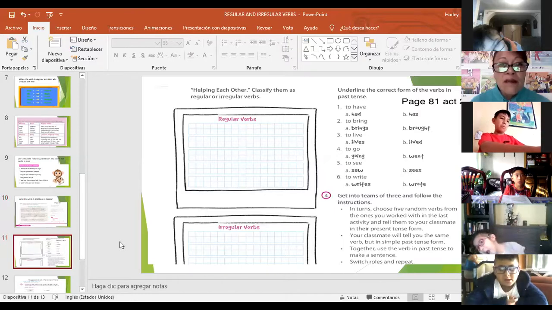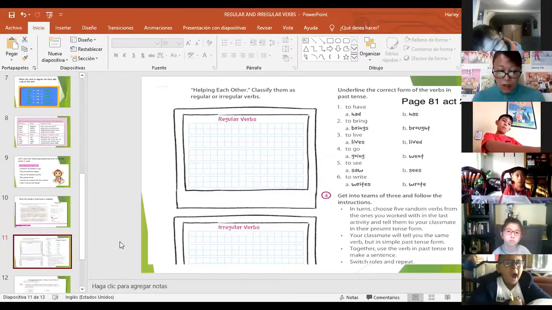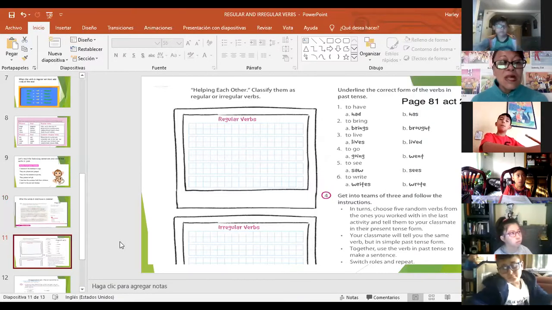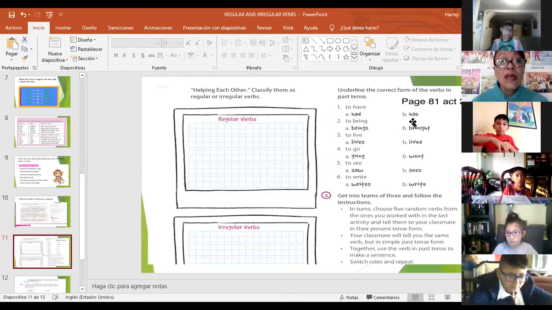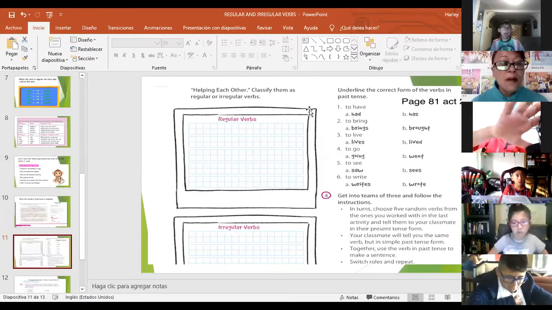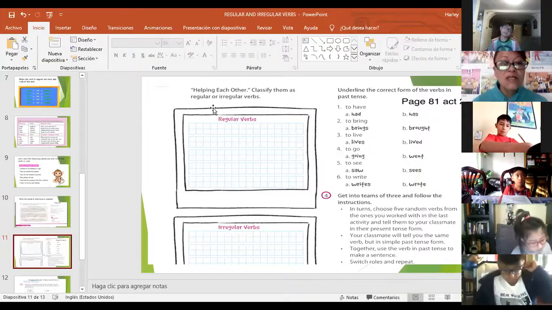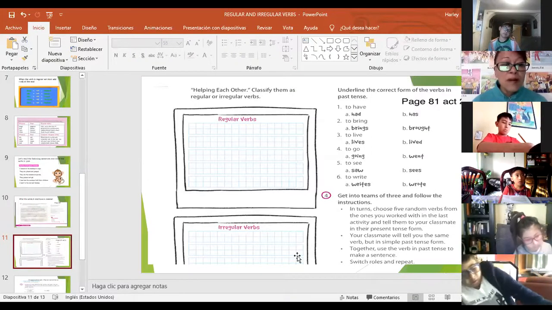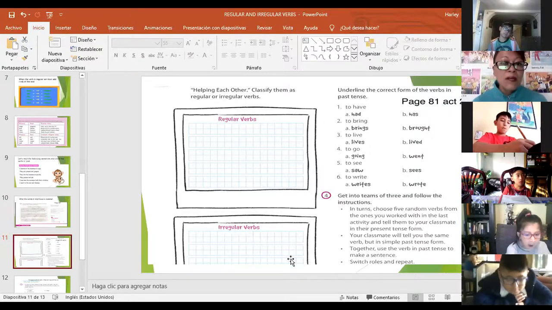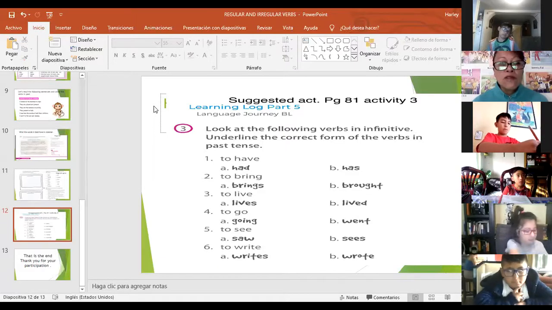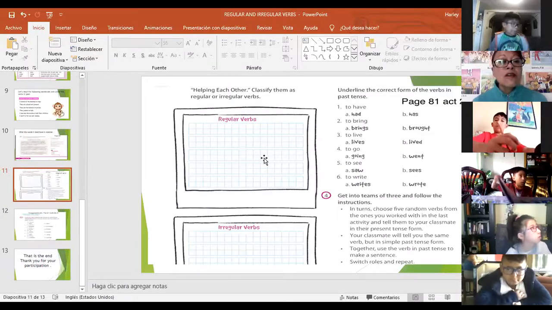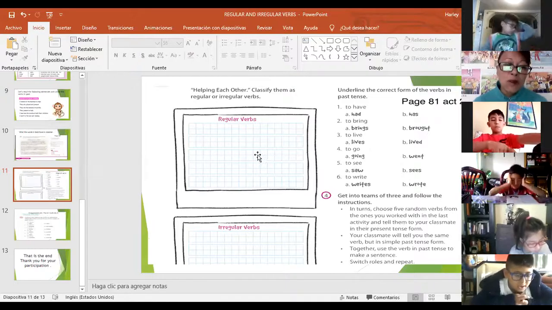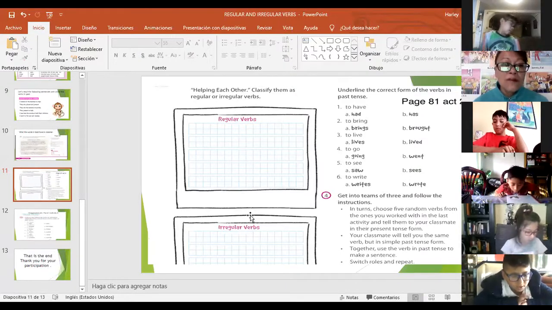You need to classify the verbs into regular and irregular verbs, okay? All the verbs that we saw on the last page, you are going to organize according to the form of the verb. If you need to add ed in the past, it is a regular verb. But if the form of the verb changes completely, it's an irregular verb. I am going to give you 2 minutes to complete the activity, and then you are going to tell me the verbs that you wrote in each square, okay?